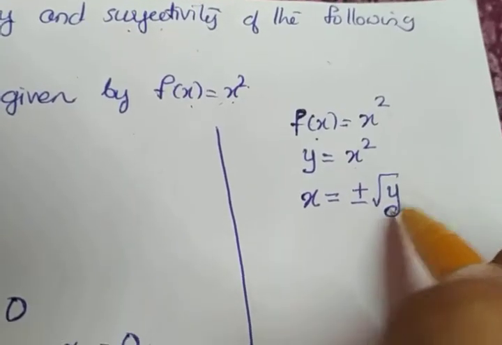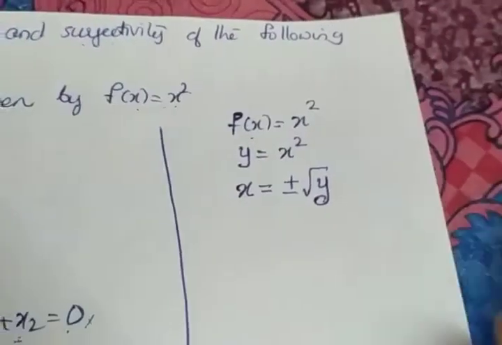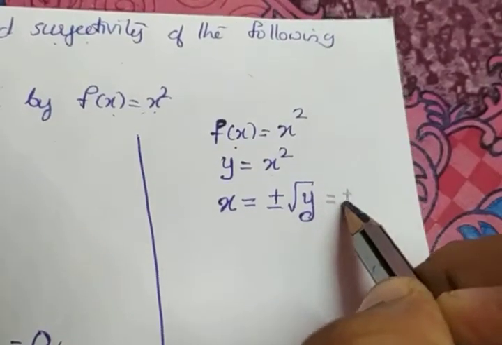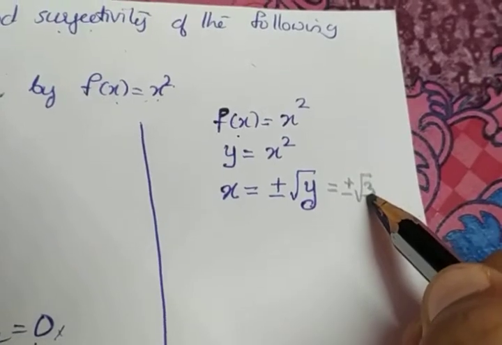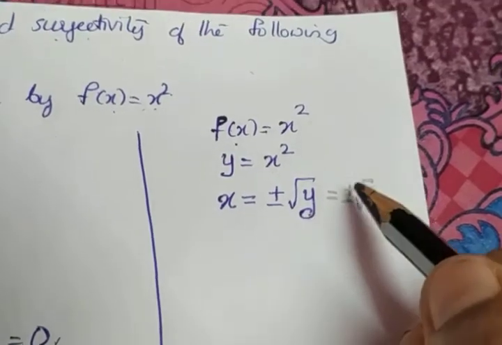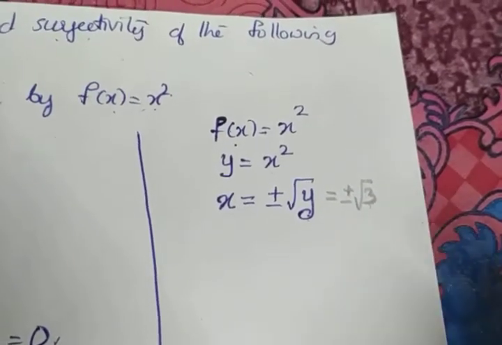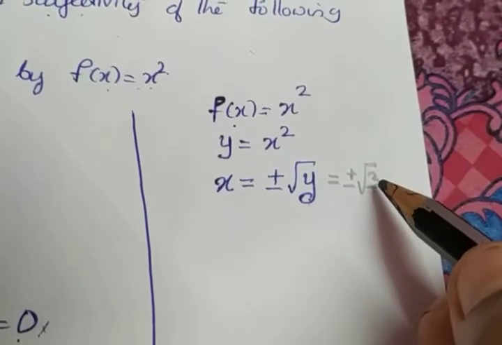What is y? y is an element of the second set, which is the natural numbers. Suppose you are taking the value of y as 3. So x will be equal to plus or minus root 3, isn't it? Root 3 is not a natural number. If I am taking the value of y as 9, of course plus or minus root 9 will give you the value 3. Root 9 is a perfect square, so you are getting one square root as 3, which is a natural number.